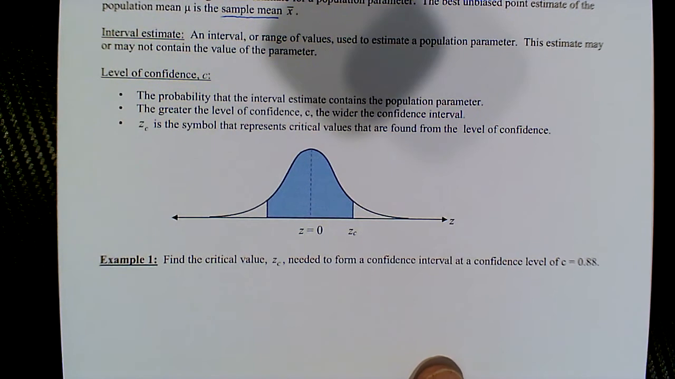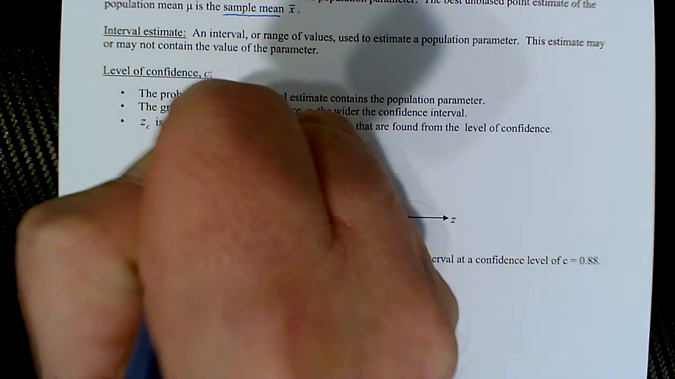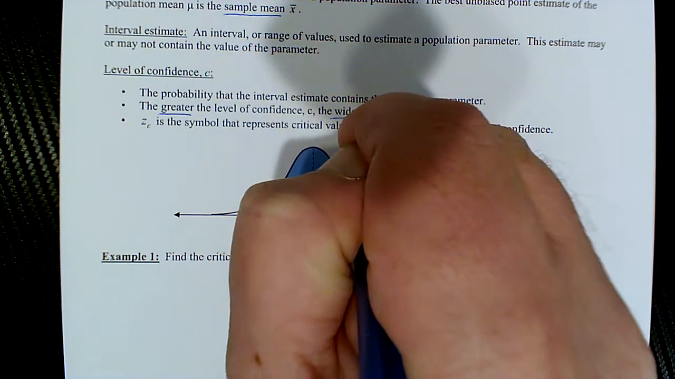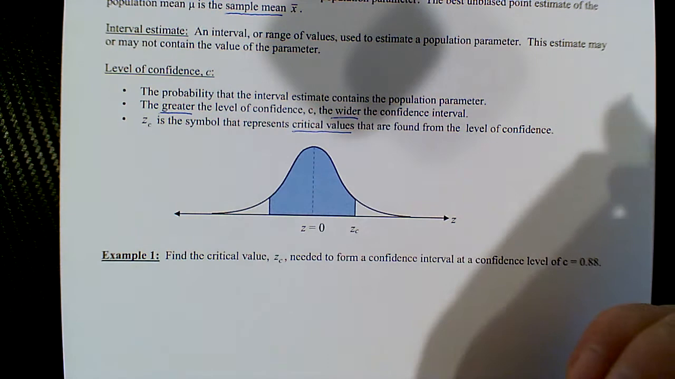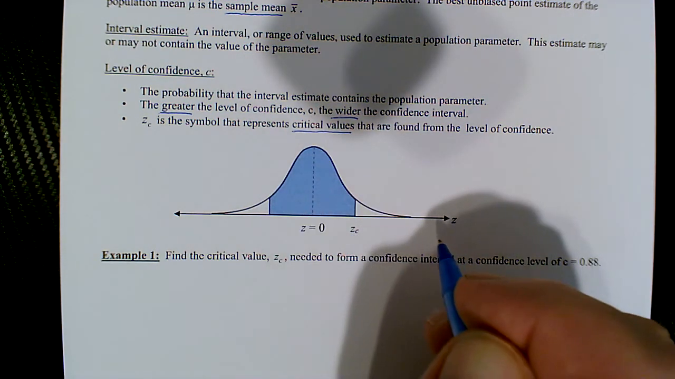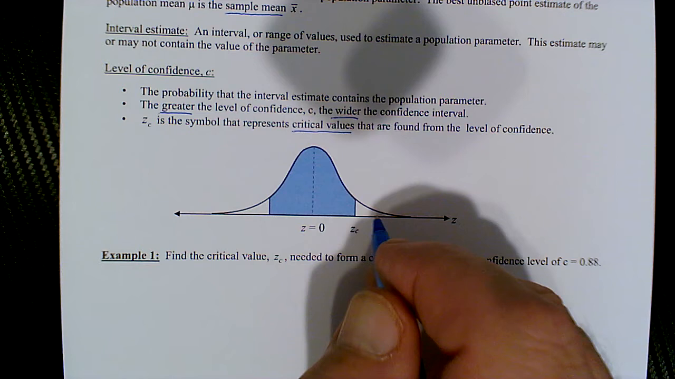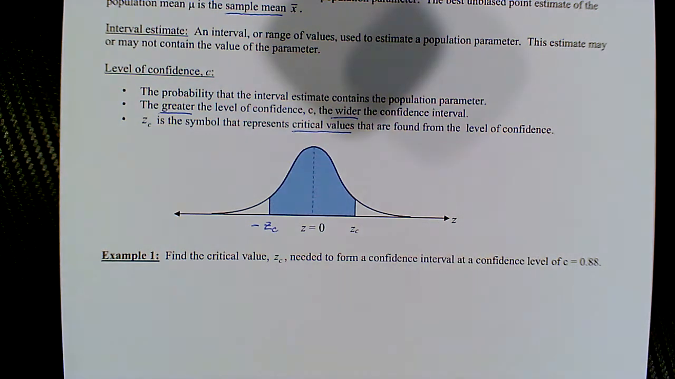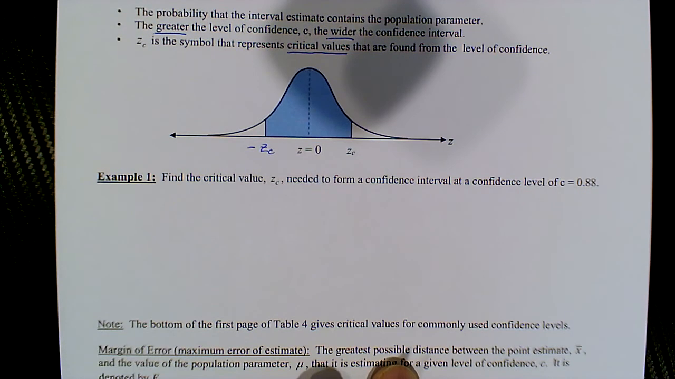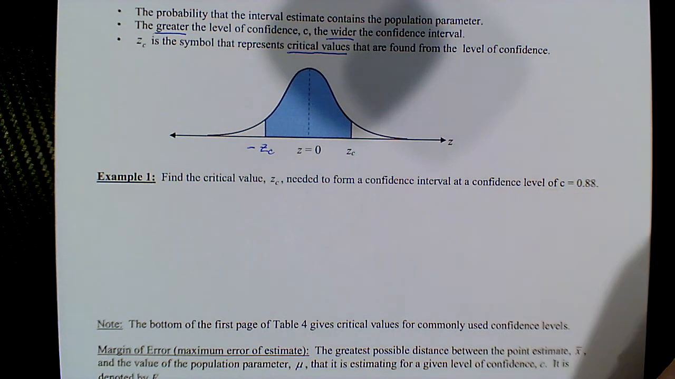But theoretically, we first consider the level of confidence, and it's the probability that the interval estimate will contain the population parameter. And the larger the level of confidence is, the wider the interval. And we use Z sub C to represent what we call the critical values. And here's a little sketch of a normal distribution with the z-scores, and an interval is shaded. This is actually negative Z sub C on the left. And here we're seeing an example where we want to find the critical value Z sub C to form a confidence interval, given that the level of confidence is 0.88, or you could think of that as 88%.